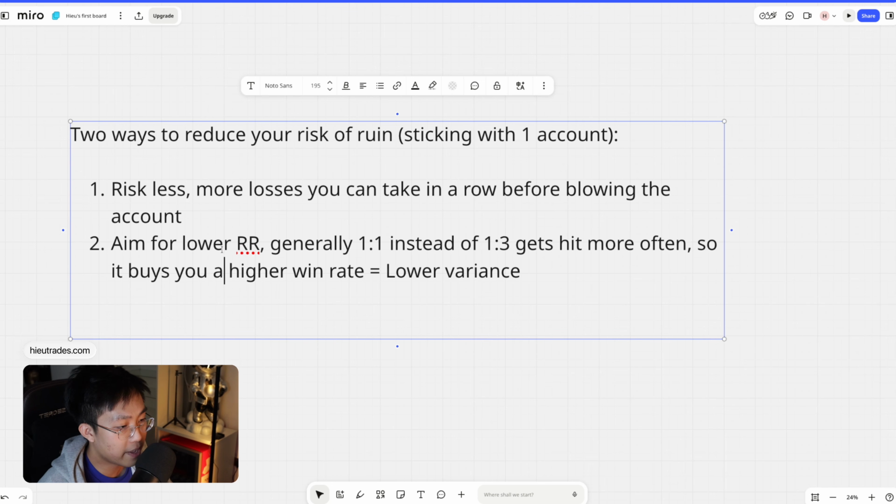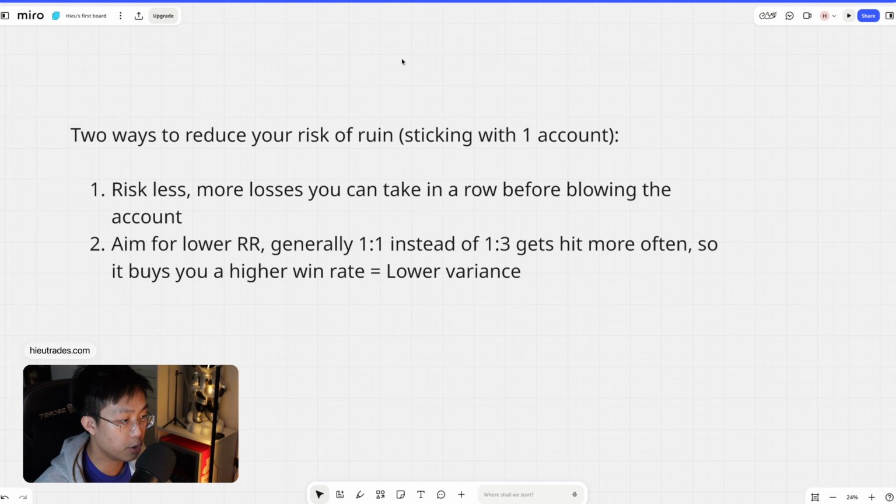And of course, the second way is aim for a lower risk to reward, with the reasons I mentioned previously, because generally 1-to-1 instead of 1-to-3 gets hit more often, because you don't have to be right on an entire day. So it gives you a higher win rate, right? Higher win rate equals lower variance, and that is going to be much better for your prop firm accounts.